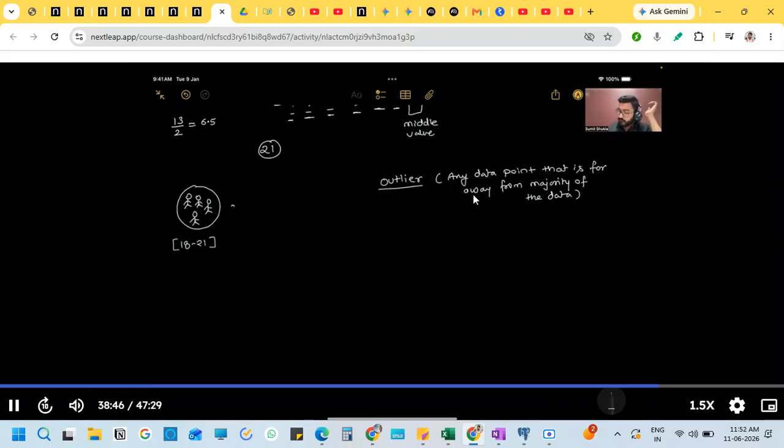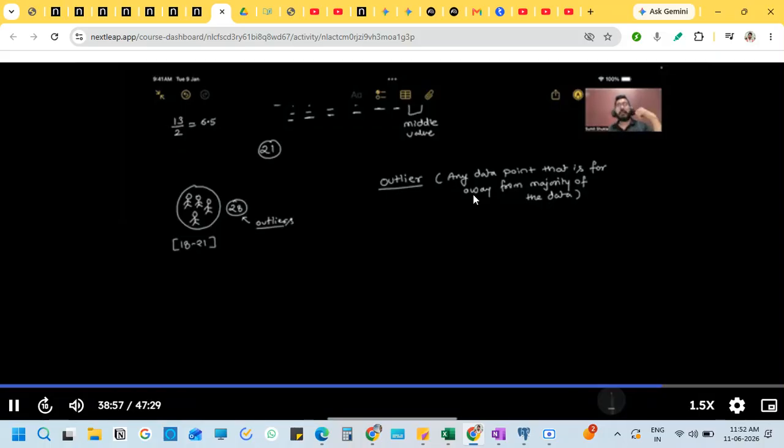So let me just write down the definition. Any data point that is far away from the majority of the data. For example, if I try to explain it in a very layman way, let's say right now we have a class, and in this class everyone is between the age of 18 to 21. But there is one particular student whose age is 28 or let's say 30. So this particular person is your outlier.